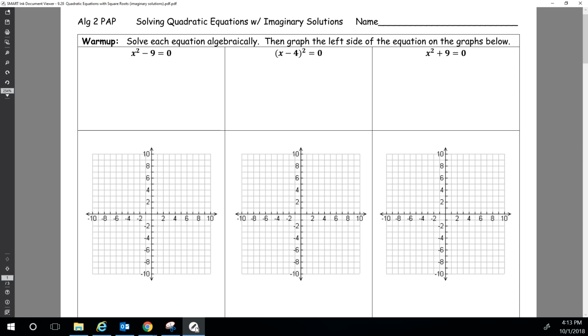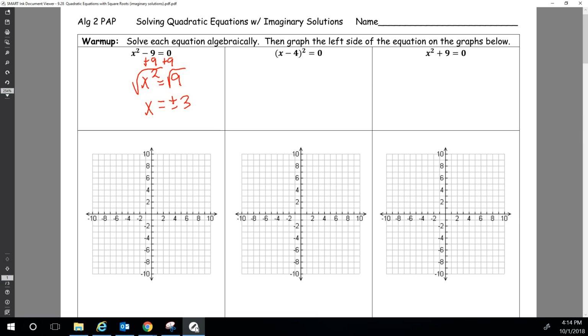For our warm-up here, we're solving just the way we've done before. This one I've got the first term and the last term, but not a middle term, so I'm going to solve by the square root method. When x squared is equal to 9, I'll take the square root of both sides. X is equal to plus or minus 3.